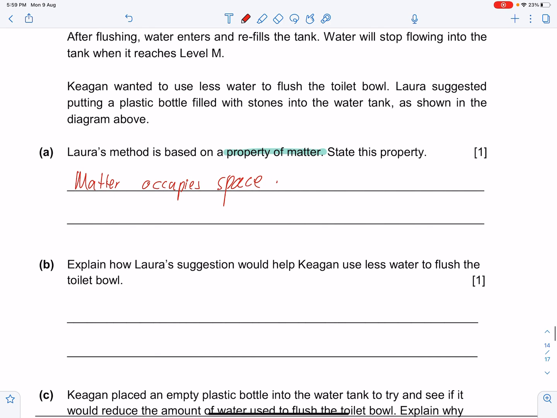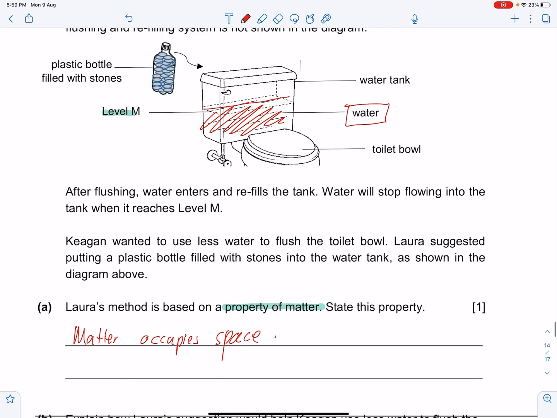Now moving on, explain how Laura's suggestion would help Keegan use less water to flush a toilet bowl. So like what I described earlier, it is about the fact that your plastic bottle is able to occupy space. So less water would then be required to fill up this space, because some of the space would have been taken up by the bottle if you put a bottle inside here.